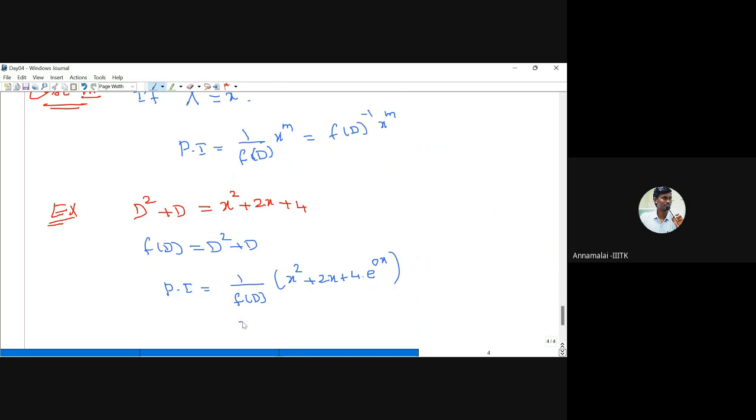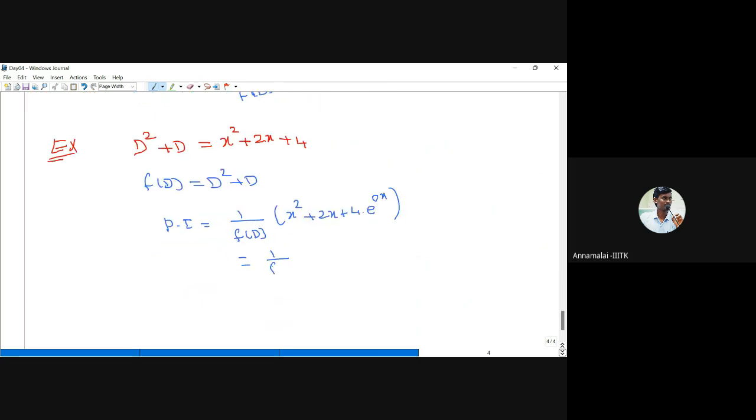Now we can simplify for each term. We have 1 by f of D. What is f of D here? D square plus D, so we can take D outside. Therefore 1 by D into (D plus 1) into x square, plus 1 by D into (D plus 1) into 2x, plus 1 by (D square plus D) into 4 e power 0x. In this last case you can directly substitute D equal to 0. If D equal to 0 we get 0 in the denominator, therefore we have to differentiate.